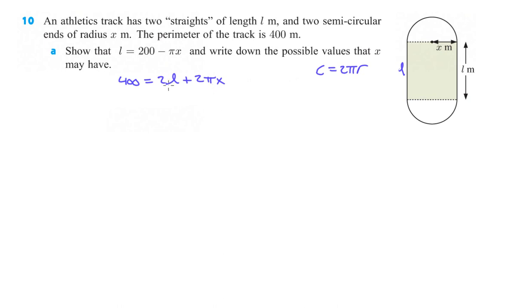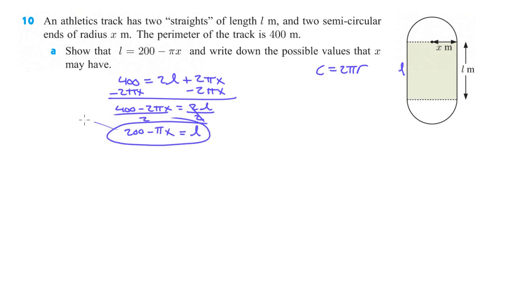And then all we want to do now is solve for L. So I'm going to subtract 2 pi x from both sides. And we get 400 minus 2 times pi times x equals 2L, right? So divide both sides by 2, and we get that our length has to be 400 divided by 2 is 200, and negative 2 pi x divided by 2 is negative pi x, and that's our length, which is exactly that right there. And then it says, and write down the possible values that x may have.